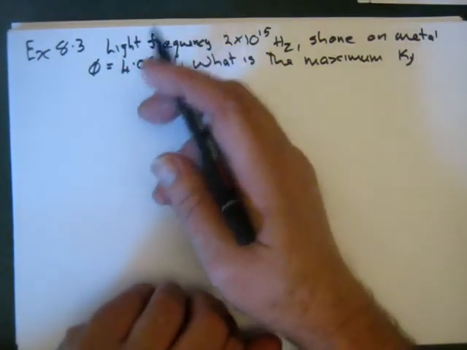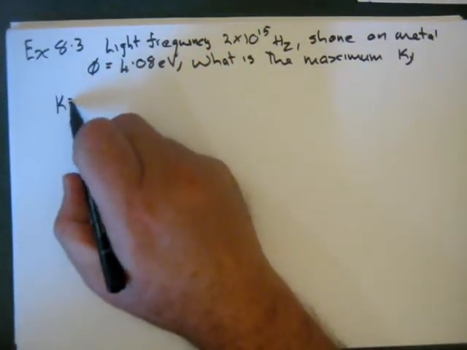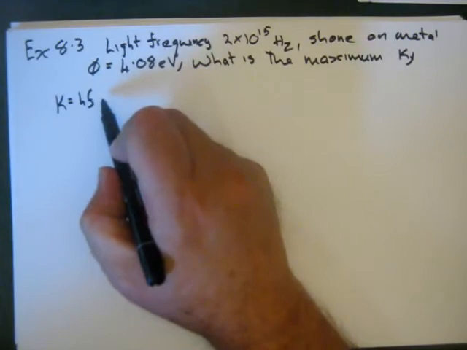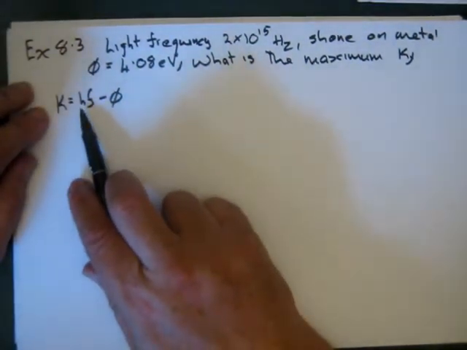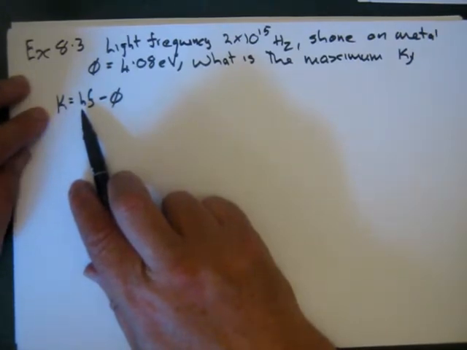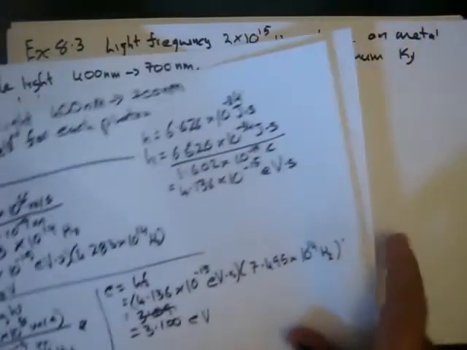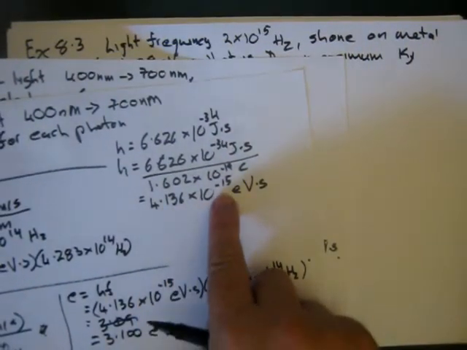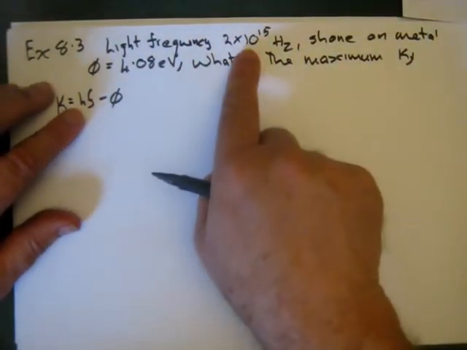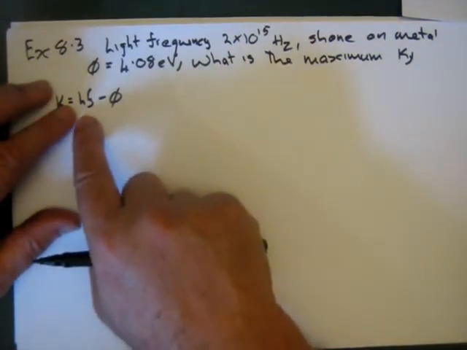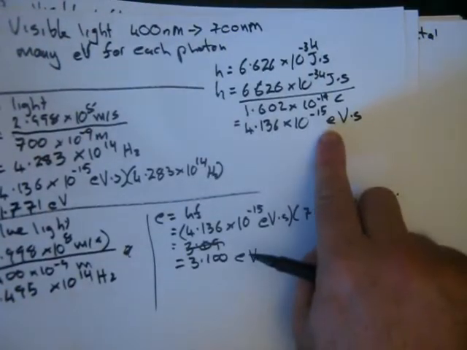In electron volts. Okay, so we're going to use the equation we had earlier. K is equal to hf minus phi. So we want to find this. Do we know what h is? Yeah, the whole point of h is it's a constant, and we worked out earlier that h was equal to 4.136 times 10 to the negative 15 electron volt seconds. Do we know what f is? Yeah, we're given f. The answer, when we multiply those together, will give us electron volts, because we're using electron volts.